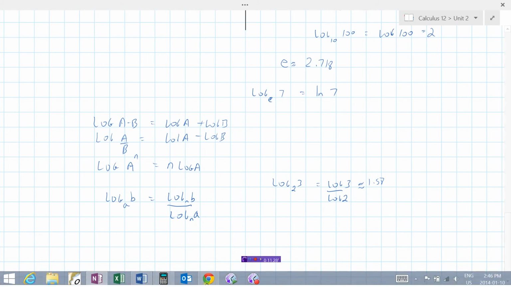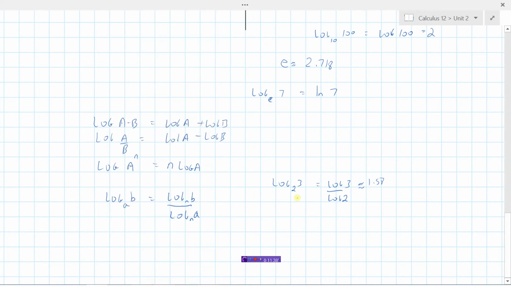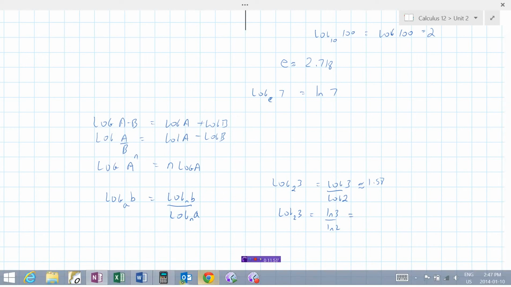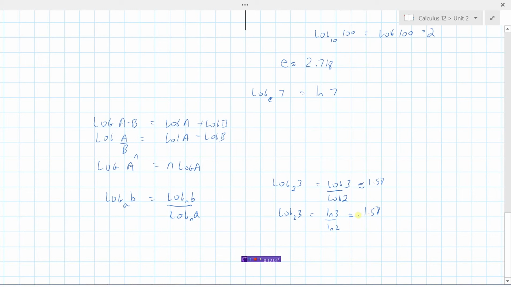The only other logarithm that we have on here is, right beside the log button, ln, which is log base e. So instead of figuring out log base 2 of 3 by going to base 10 logarithms, I could also say that's log base e of 3 divided by log base e of 2. And of course, when we go to the calculator and punch ln 3 divided by ln 2, we're going to get the exact same answer there, approximately 1.58.